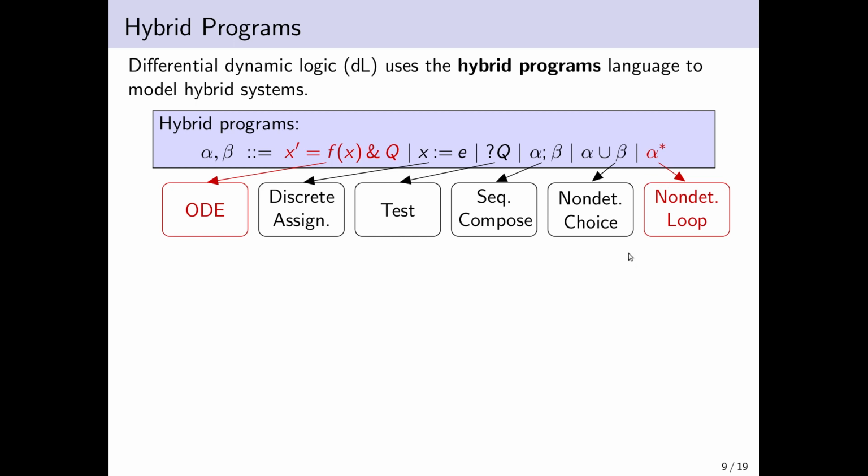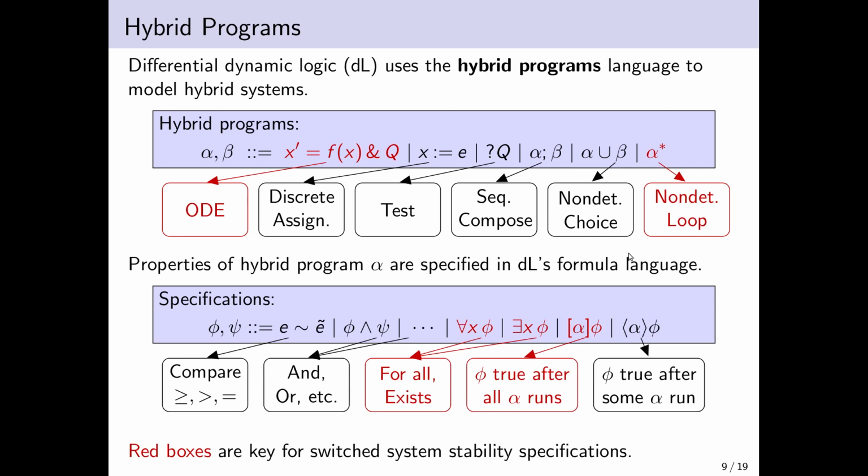Now, once we have a hybrid program model, we can also write down properties that we expect to be true about that model using DL's formula language. Here are the kinds of specifications that we can have. For example, comparisons between two terms. We can express whether a certain property phi and a certain property psi are both true, and so on. We can use the quantifiers. So, for example, is it the case that for all values of a variable x, a certain formula phi is true, or for some values of the variable x, the property phi is true?